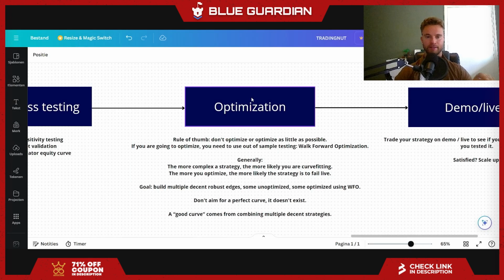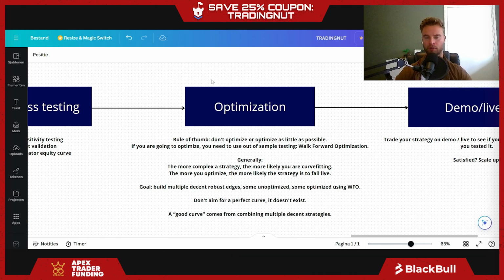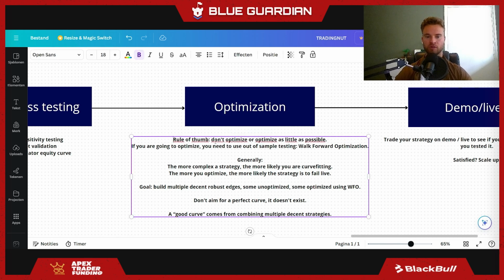Right, so this brings me to the topic of optimization. And generally speaking, this is a difficult, very nuanced topic because almost every person that goes into backtesting, developing systems, does this the wrong way. Because what they do is, like I said earlier, they try to fit the strategy to the past. They try to build the best looking equity curve. They try to change too much, which costs you in the long run. Rule of thumb, don't optimize, or optimize as little as possible.